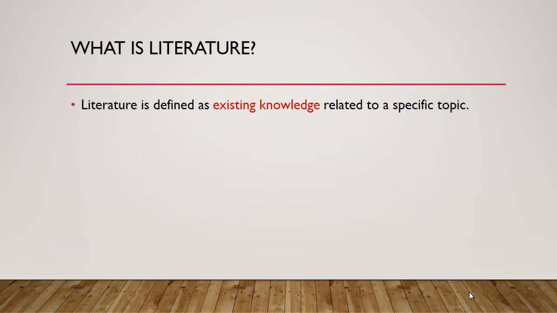Literature is defined as existing knowledge related to a specific topic. When we say a specific topic, for example, if we are going to research mobile applications for contact tracing, existing knowledge is considered the works that have been done by other researchers on contact tracing for mobile. That is existing knowledge, and the works done by others are considered as literature.